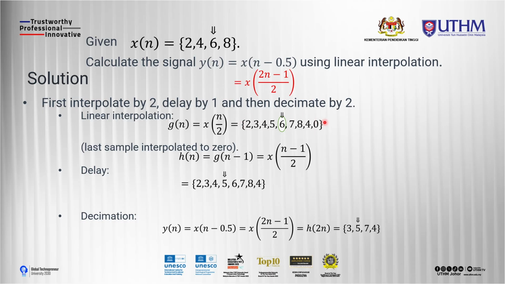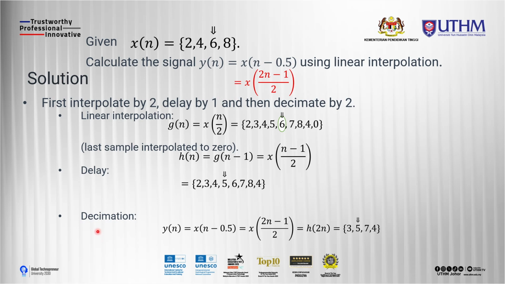Then after that, followed by a delay by 1. The delay will be here, delay by 1, g[n - 1]. If you take the origin symbol, your origin moves 1 unit to the left. So now your origin is at number 5, value 5.